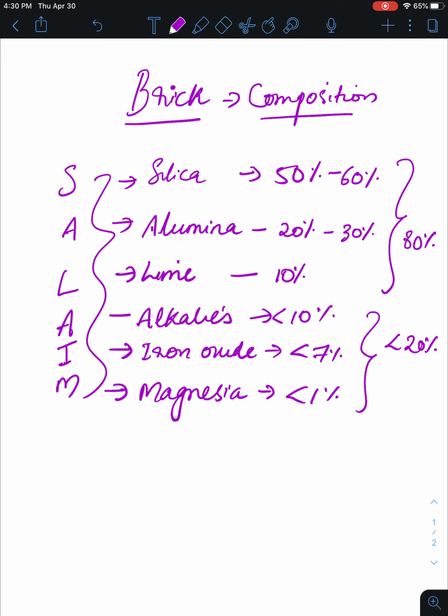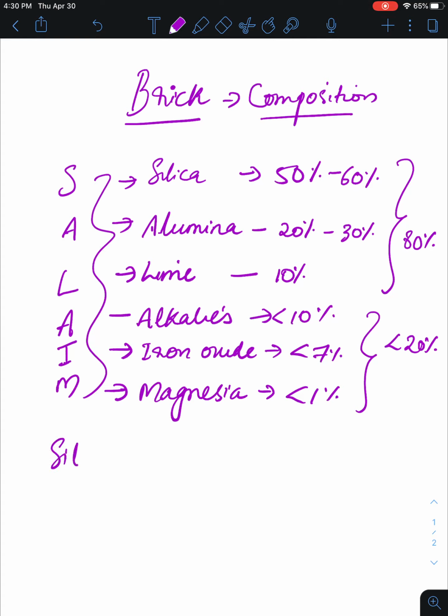So silica and alumina are the major constituents. Silica is the first one, we give it 50%. The next one will be 20%, and then the next one is 10%. This will totally constitute 80%, and the remaining will be less than 20%. So we put it in decreasing order like this. Now we have to discuss the functions of these constituents.